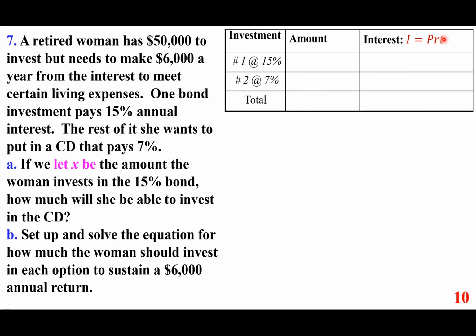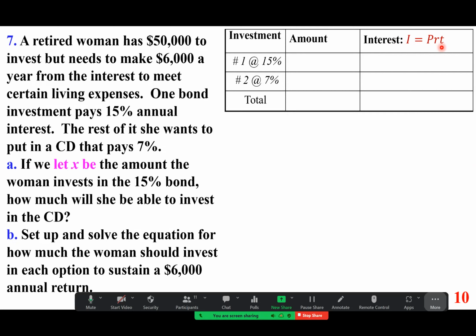I equals PRT. I hope everybody remembers. Simple interest equals P, the principal, times R, the rate, times T, the time in years. I equals PRT: principal, rate, time.